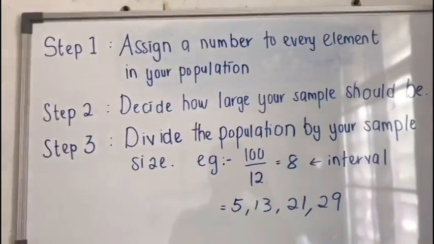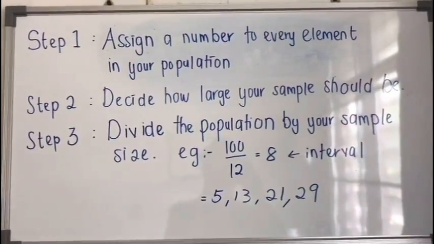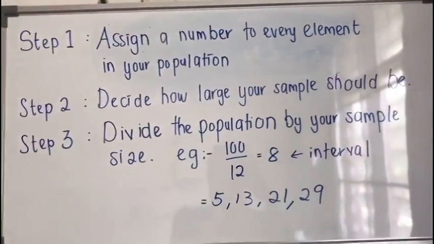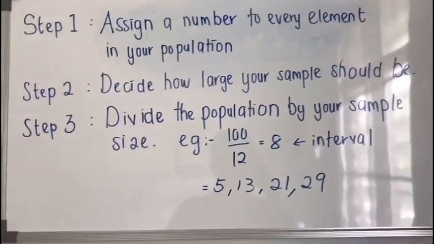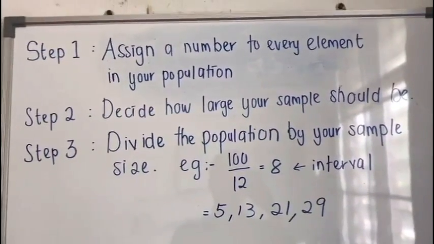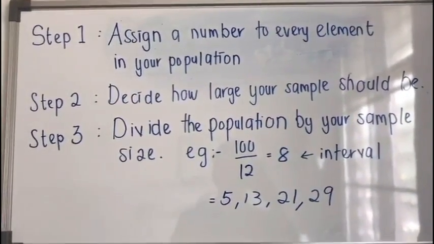Your starting point is number 5, then count 8 until 13. 5 until 13 is 8, so that means an interval of 8. Now continue it with 21, 29 and so on continuously.